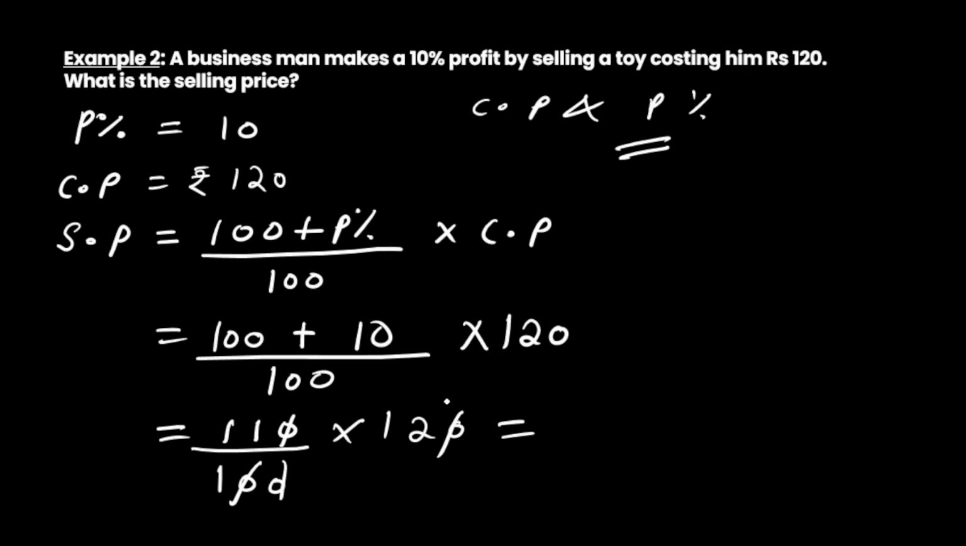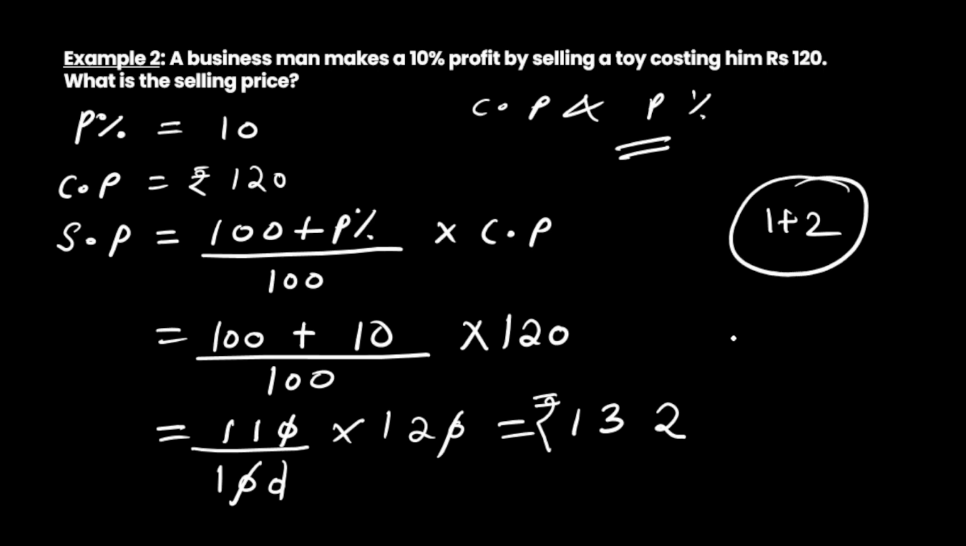So 12 into 11. With 11, anytime you are multiplying any two-digit number, I'll give you one short trick. Write the numbers at the outer edges and their sum in the middle. 1 plus 2 in the middle. The number was 12, so 1 and 2 at the outer edges and their sum in the middle. You can always follow this trick whenever you are multiplying any two-digit number with 11.